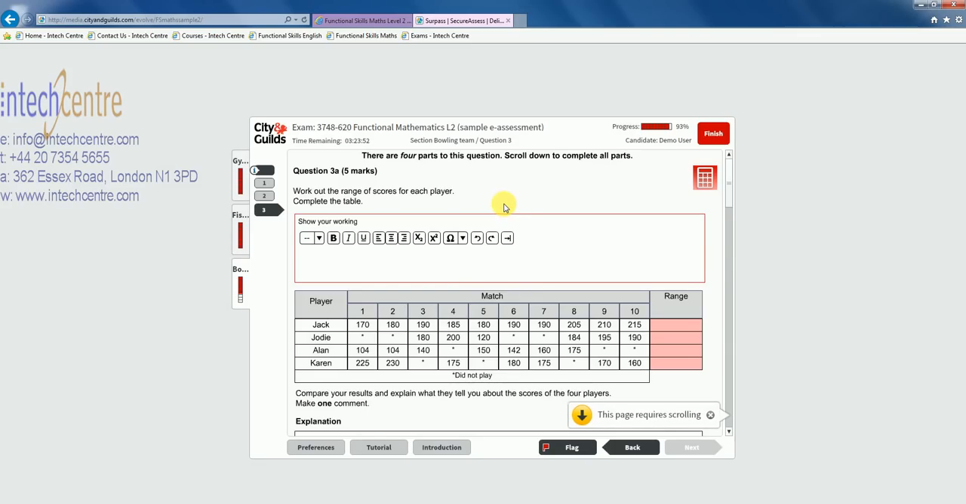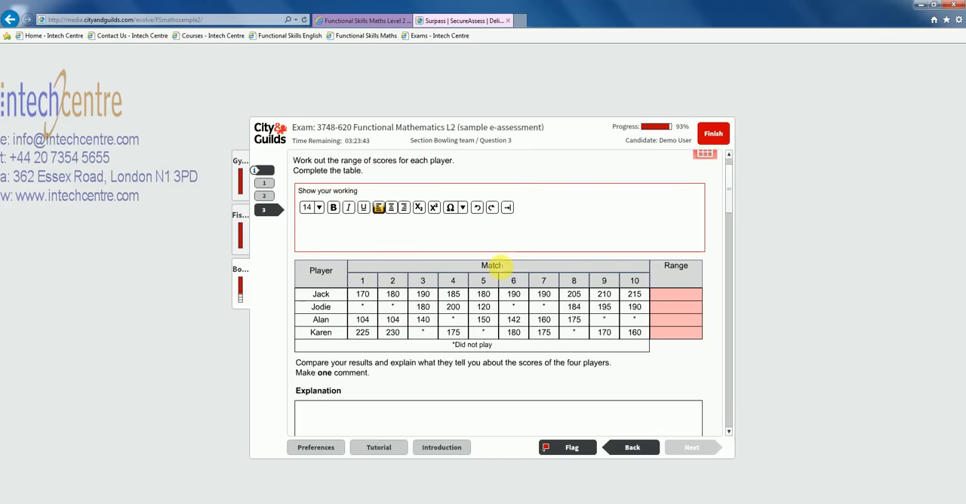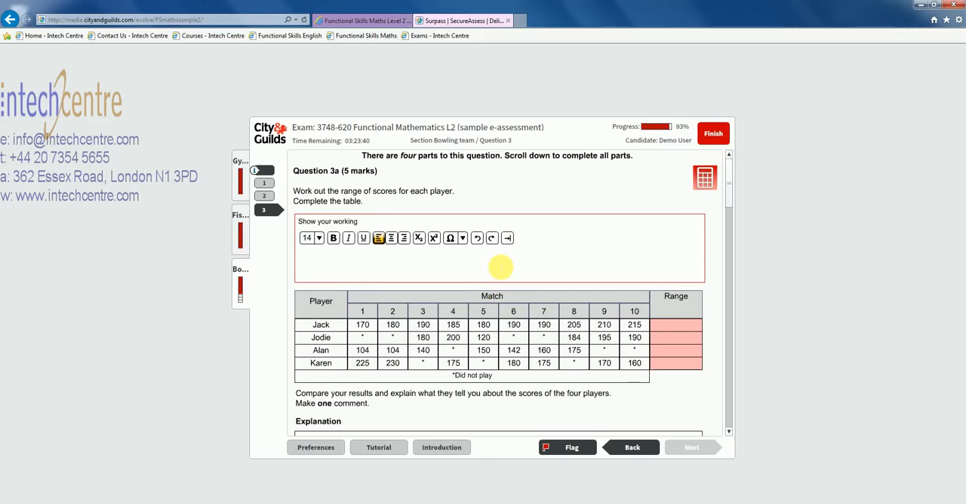There's 4 parts to this question. Scroll down to complete all parts. So question 3A is worth 5 marks. Work out the range of scores for each player to complete the table. So remember, the range is the smallest value subtracted from the highest value. So we just look at the highest value and the lowest value.